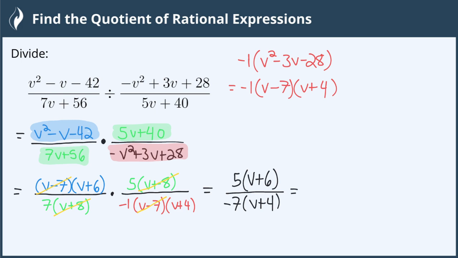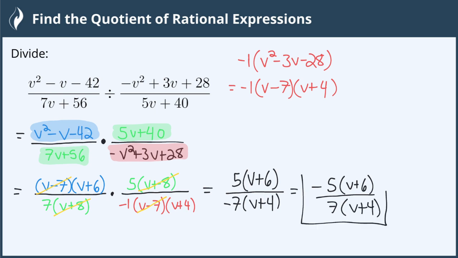Because negatives are going to be either in front of the fraction or at the top of the fraction in our standard form, we're going to rewrite this as negative 5 times v plus 6 over 7 times v plus 4. And that is our final solution to the quotient of rational expressions problem seen here.